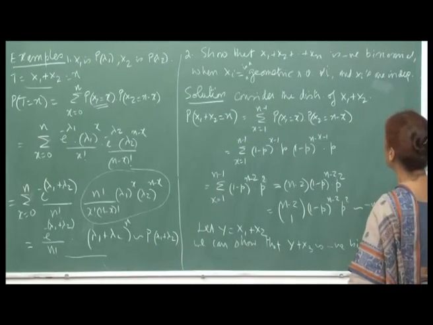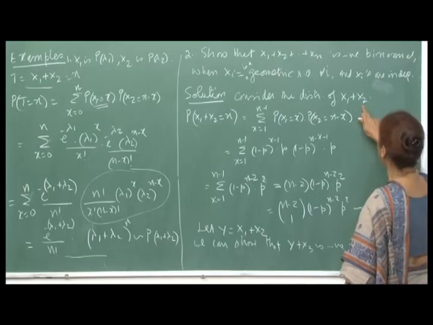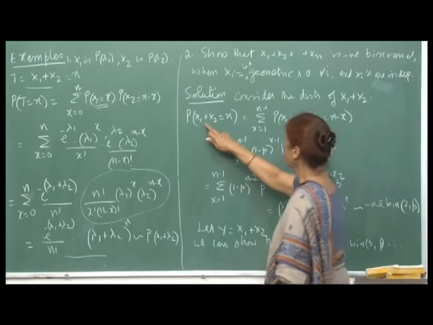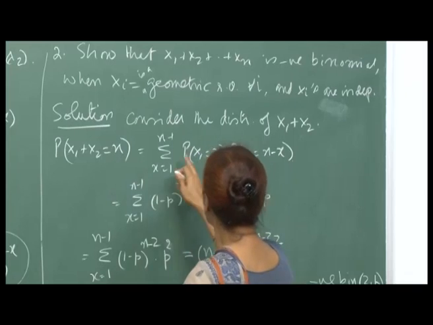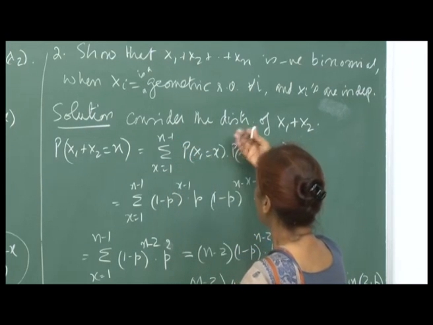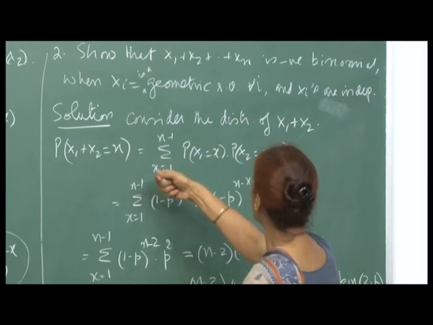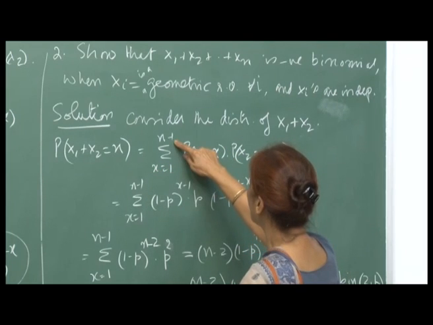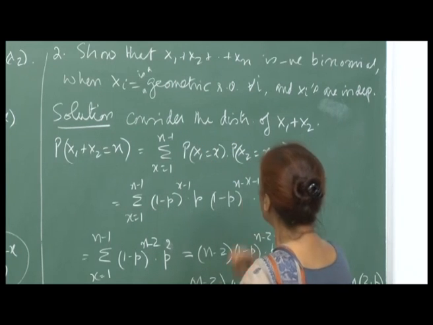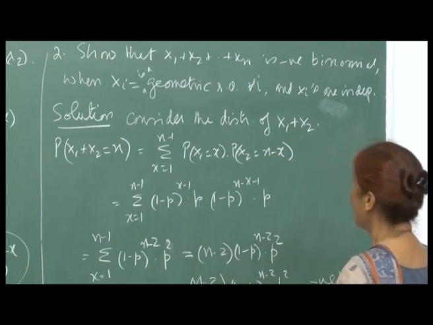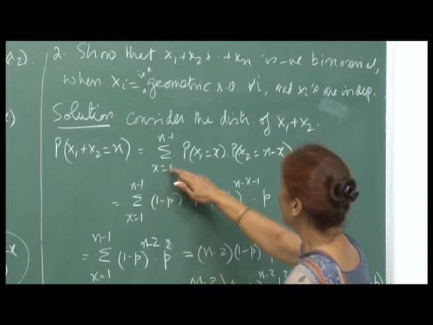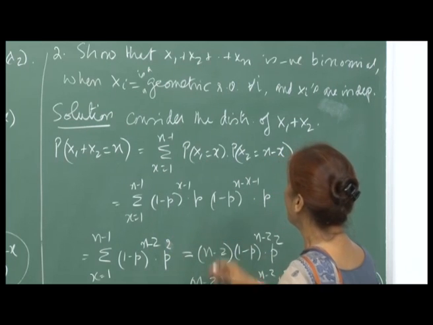So, now here we first consider the sum of the two random variables x 1 plus x 2. The probability that x 1 plus x 2 equals n, by convolution, we will write as a sum with x from 1 to n minus 1. I cannot have x going from 1 to n, because when x is equal to n, the other term will be 0 and the probability is 0, so there will be no contribution to this sum. So, I have to take the summation from 1 to n minus 1.